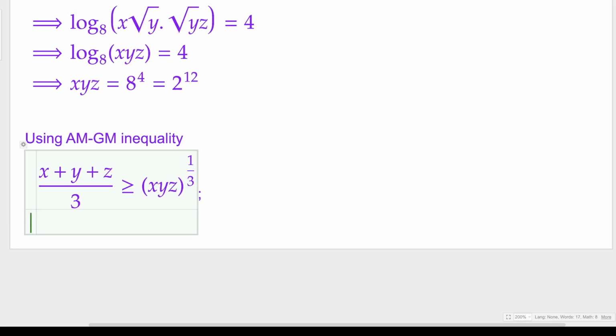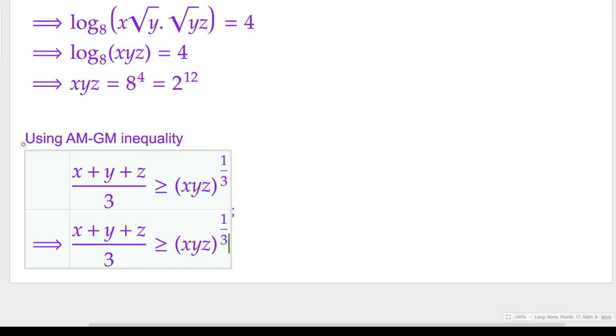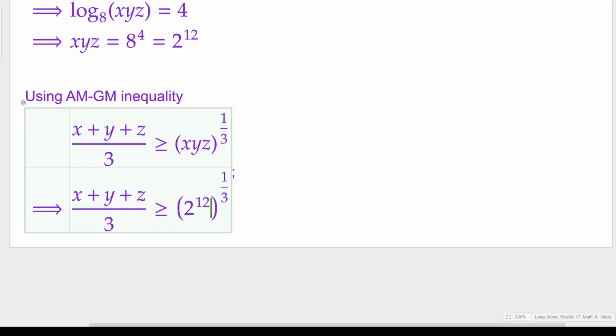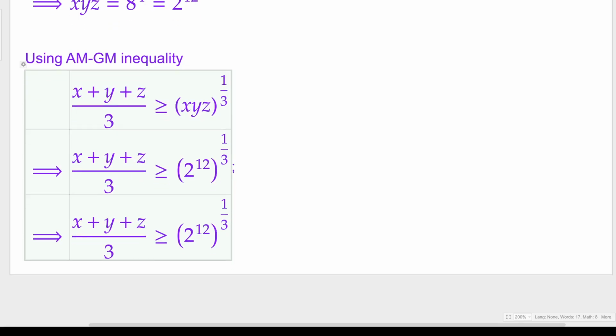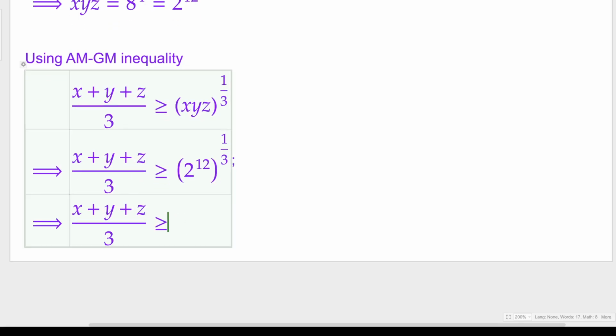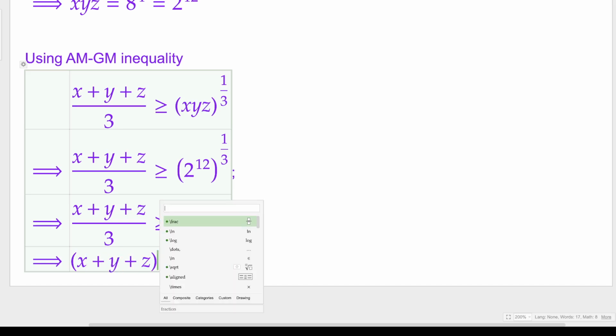Now using this property, the known value, that is xyz to the power 1 by 3, is nothing but 2 to the power 12 to the power 1/3. So instead of this, I'll substitute 2 to the power 12, and I will resolve this expression further. From this we can say that this will be equal to 2 to the power 4. And on resolving this further, we can say that the sum x plus y plus z will be greater than or equal to 2 to the power 4 times 3, that is 16 times 3, which is nothing but 48.